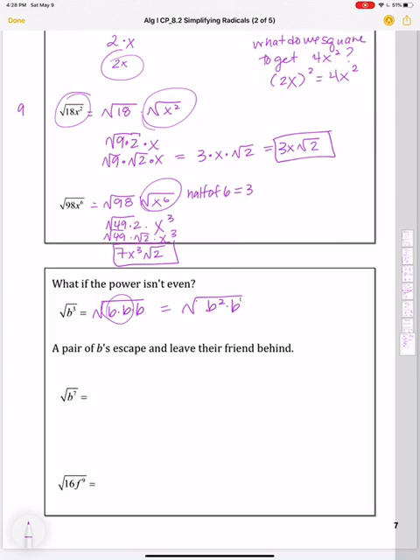So that's to the first, and 2 plus 1 is 3. This is a perfect square. B squared times the square root of b. The square root of b squared is b times the square root of b. And that is your final answer.